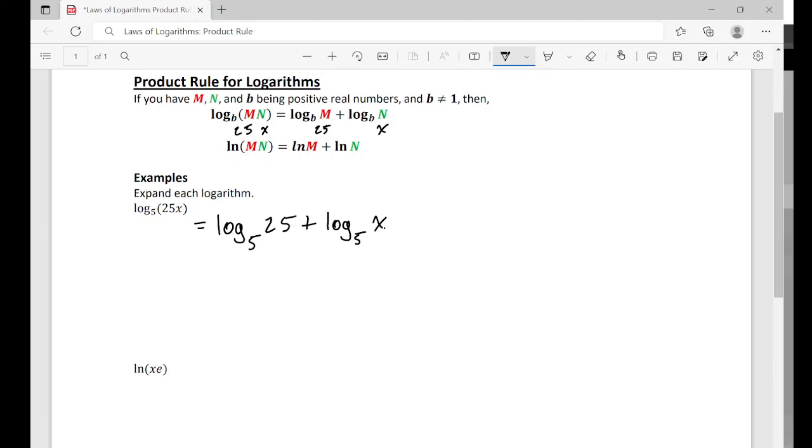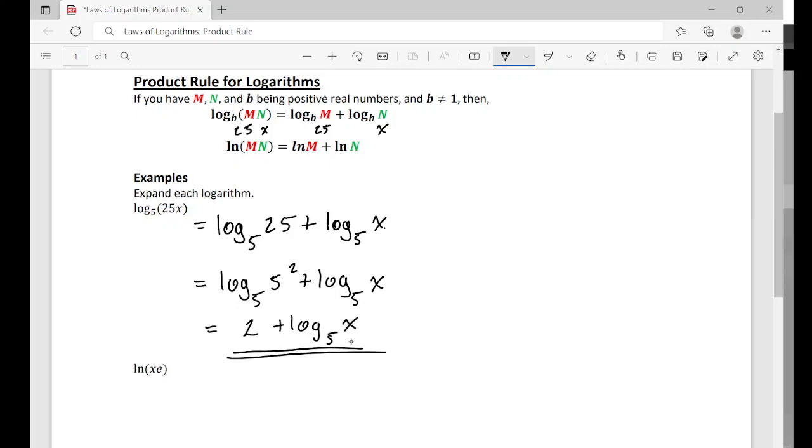Now this is good enough as an answer, but if you want to be a little bit more bold, you could even take 25 and say it's 5 squared, plus log base 5 of x. And then you can reduce log base 5 of 5 squared to just 2 using properties of logs, plus log base 5 of x. So these are all the same thing. You can stop here technically because we've expanded it, but if you want to go that extra mile, you can do this down here. So whichever you prefer.